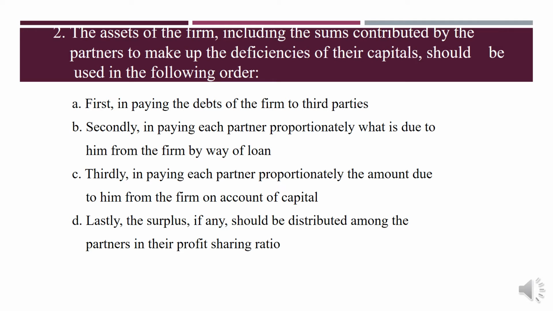Then, after that, if there is any surplus left, then in paying each partner proportionally the amount due to him from the firm on account of capital. See, the first one is outsiders' debt has to be paid. Second one, the partners' loan has to be paid. And third one, the partners' capital has to be paid. Then lastly, if there is any surplus, it should be distributed among the partners in their profit sharing ratio. Even after paying the capital, if there is anything left, that should be distributed among the partners according to their old profit sharing ratio.